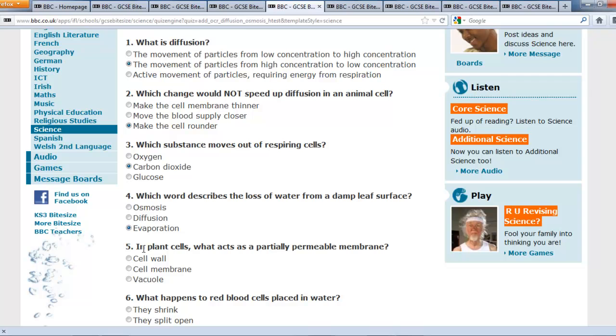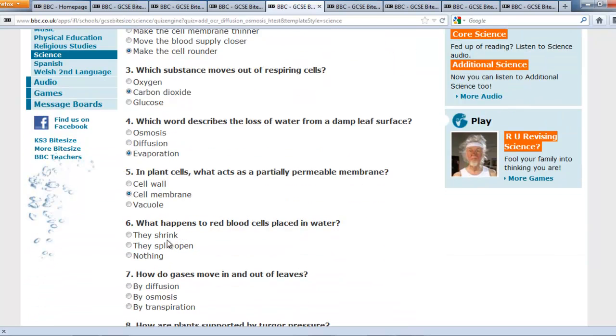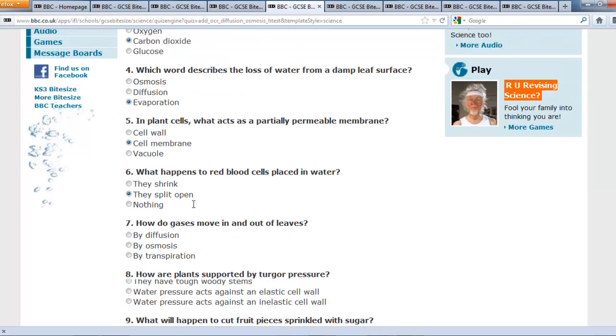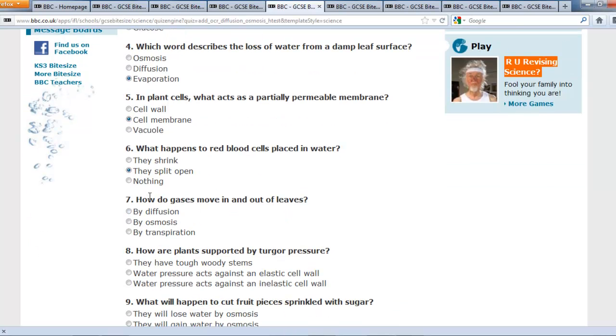In plant cells, what acts as a partially permeable membrane? Cell membrane. Giving away the answer there. What happens to red blood cells placed in water? They split open through lysis. How do gases move in and out of leaves? Gases, diffusion.